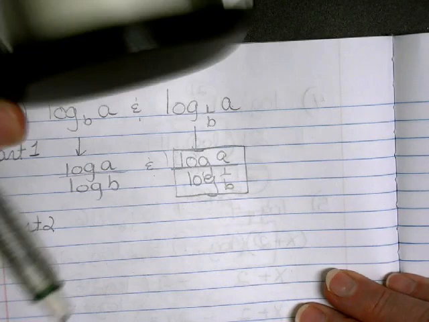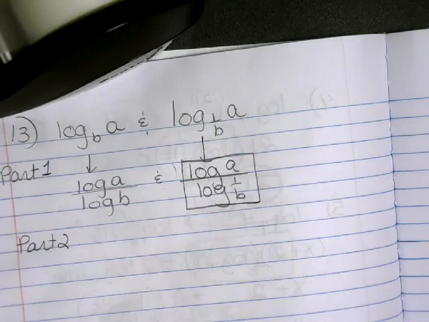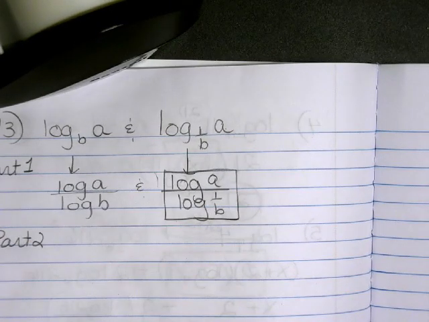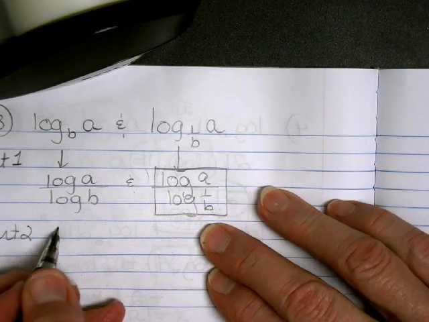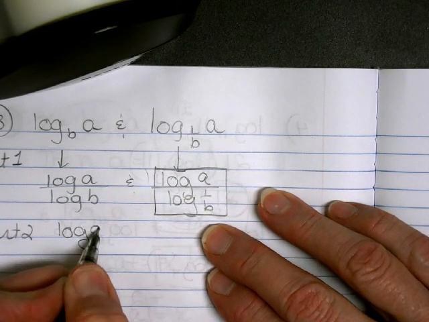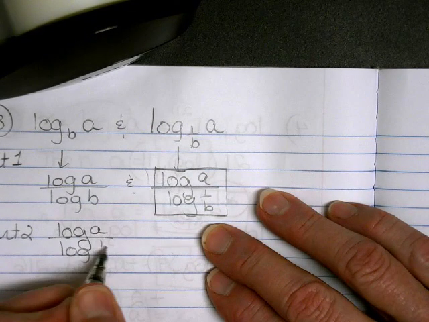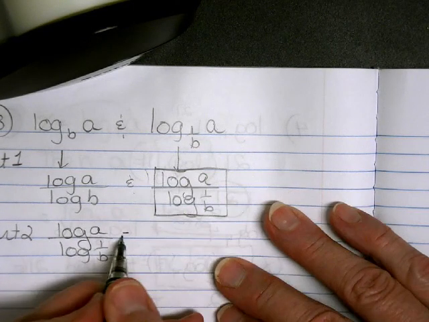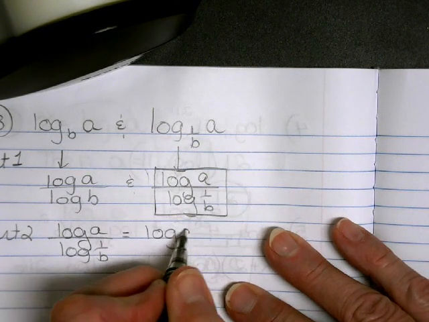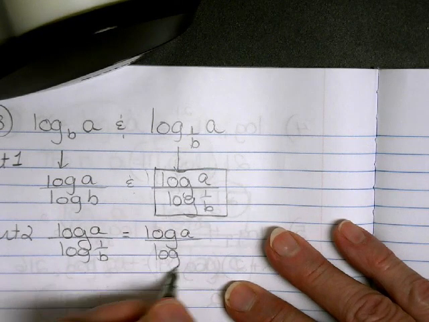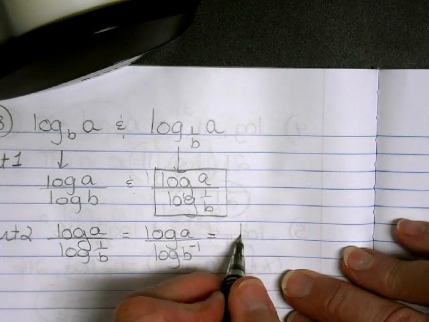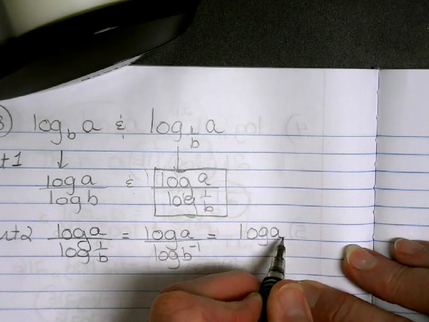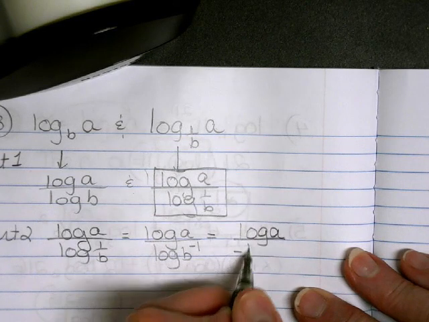Now on part 2, you're going to peel this apart. All right, so part 2 was the picky one. We ended up here in part 1: log a over log 1 over b. Remember, that can equal a negative exponent, and they told you that. Log a over log b to the negative 1. And this is what they want you to put it in as.